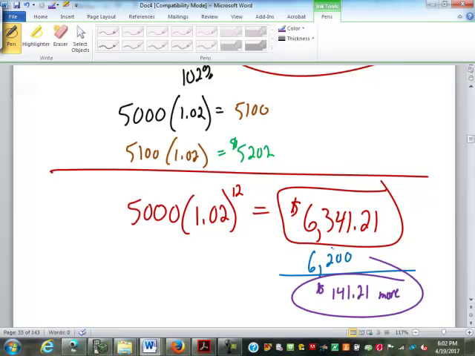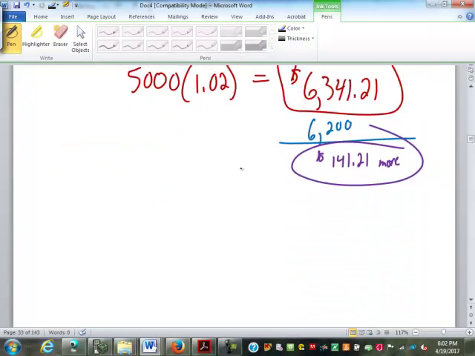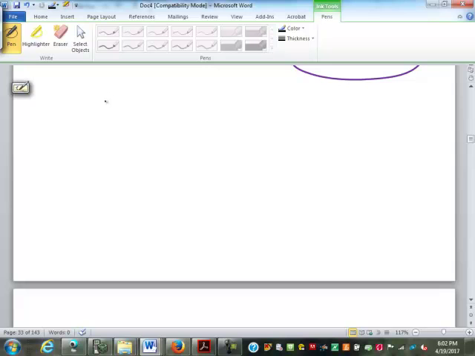You know, each time you do one of these compound interest problems, you don't want to have to go through that process of figuring out the rate per period and all that. So let's take a look at a standardized formula for this. First of all, we're going to look at a timeline again.